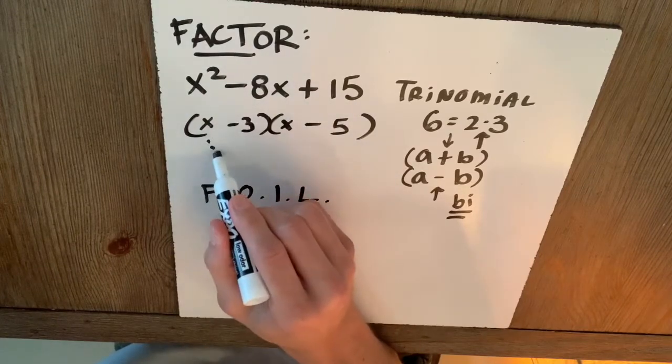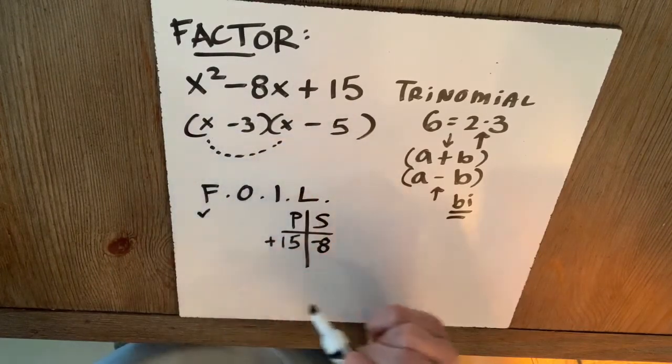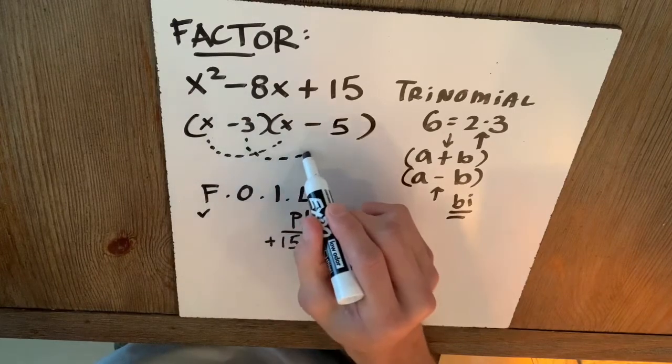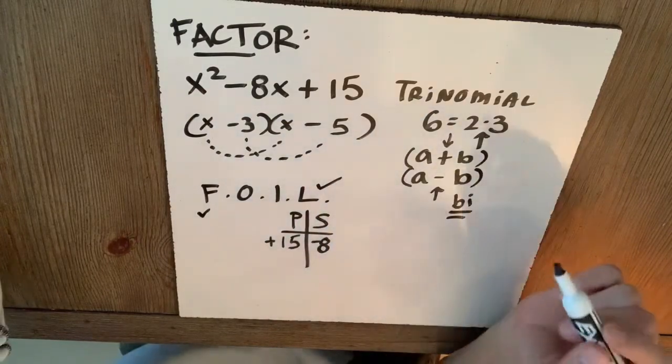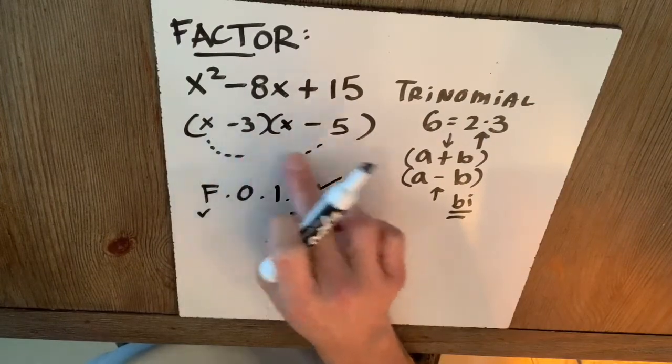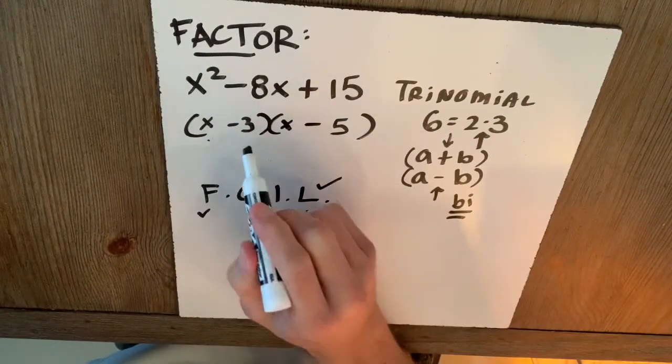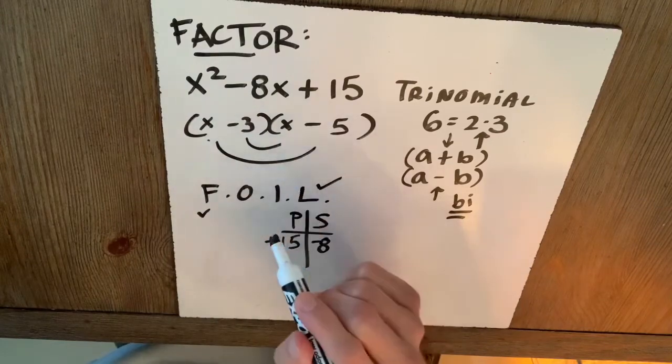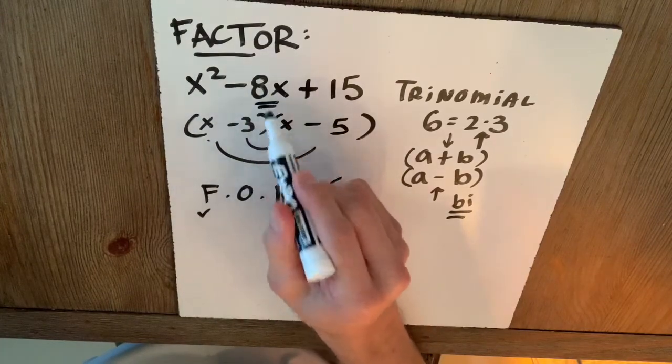Now, I can check. X times x, first is okay. Last times last, negative 3 times negative 5 is positive 15. Here's where my money is made, the OI of FOIL. Negative 3x minus 5x gives me negative 8x.